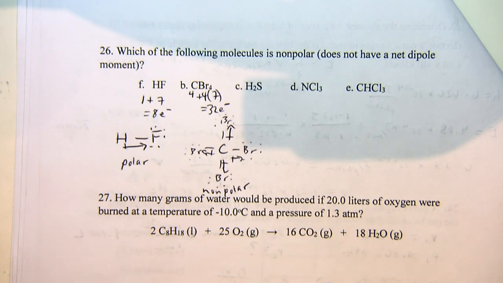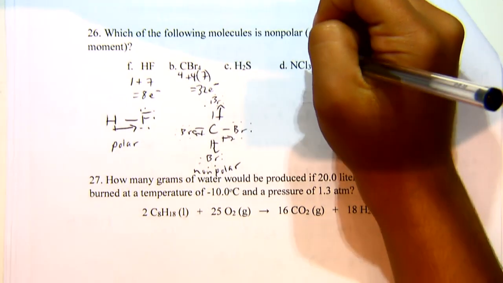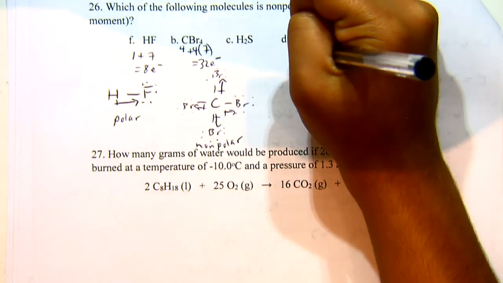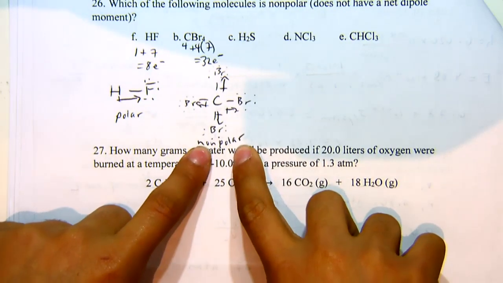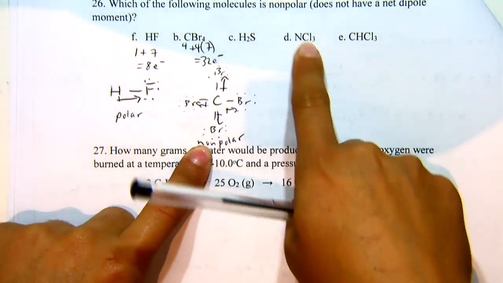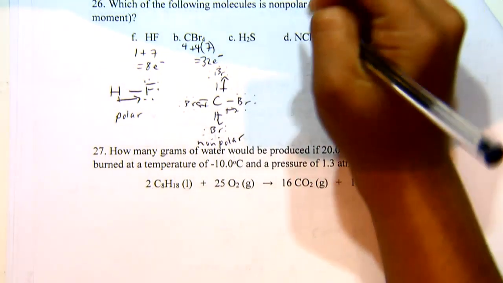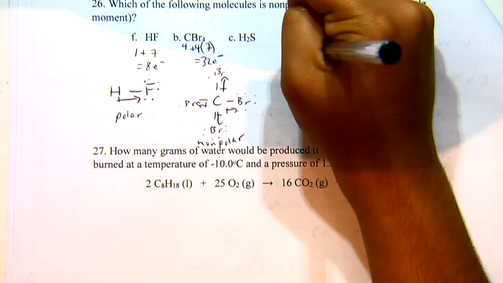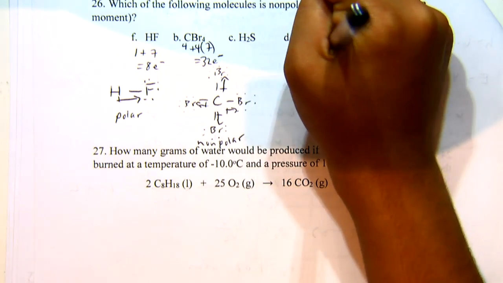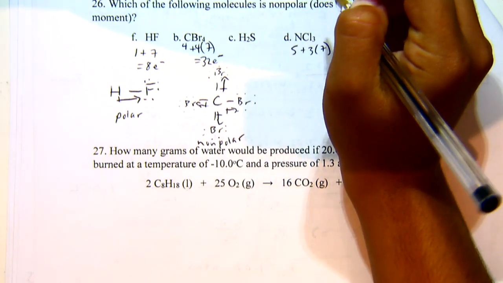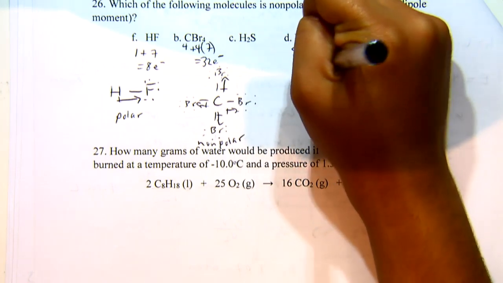I'll go ahead and do one more of these. I'll do NCl3. Because we already know now that the last one is our nonpolar molecule, but just so you can see one more time with polarity. For this molecule, we know we're going to have 5 electrons here, plus 3 times 7 for chlorine, because chlorine has 7 each, giving us a total of 26.